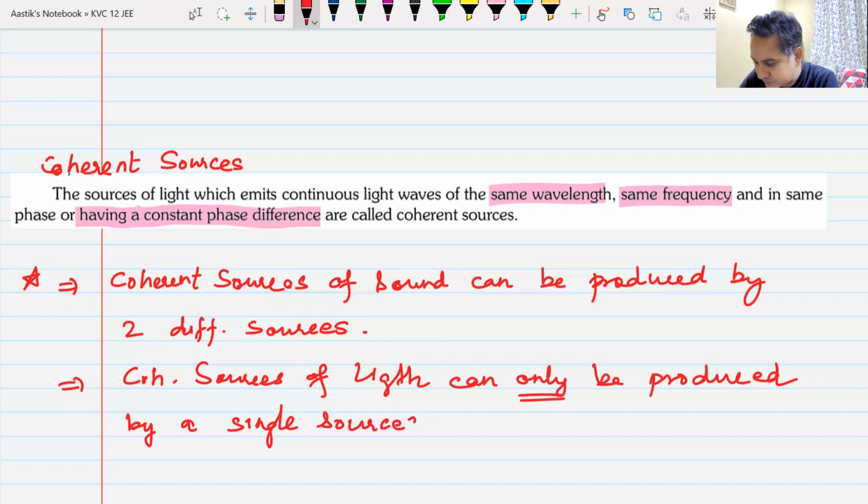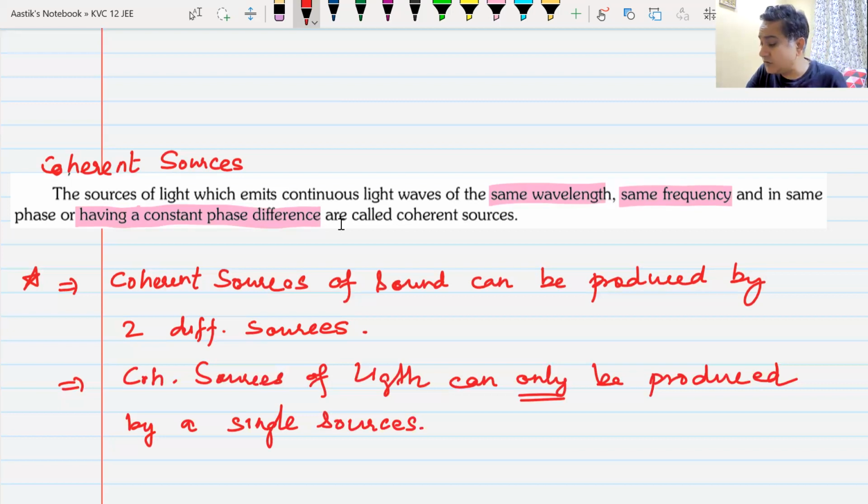So basically, I need coherent sources. That means I need more than one source. But those more than one source can only be produced by a single source. How are you going to achieve that? And again, whatever I am going to tell you is just for your academic purpose. It may not have any exam implication unless someone asks a very specific question, and I'll highlight those points that you must learn by heart and remember.